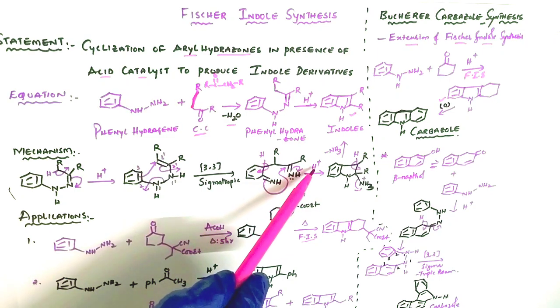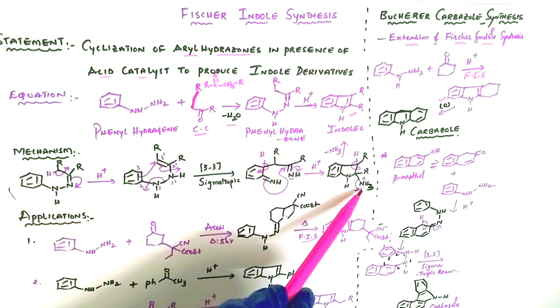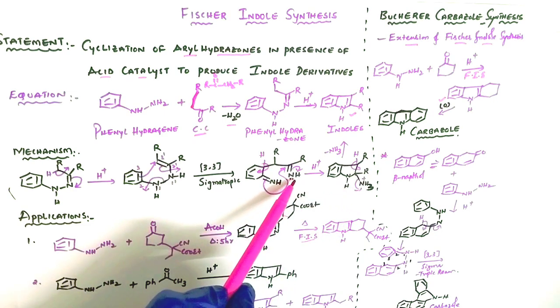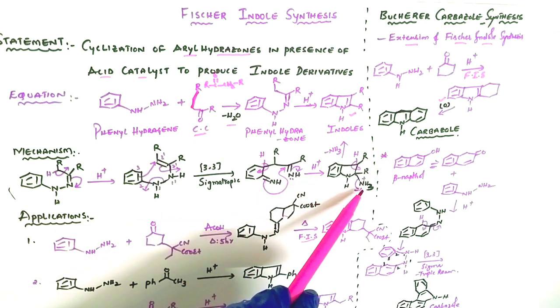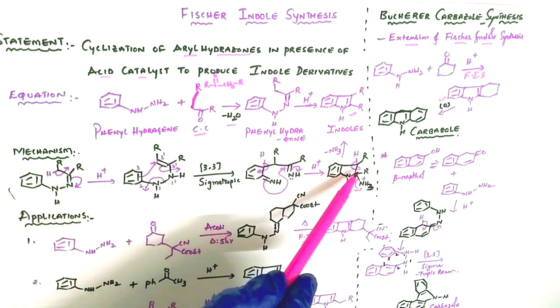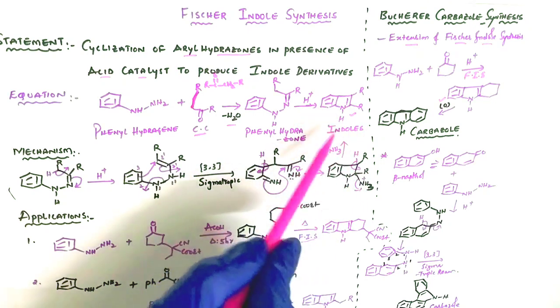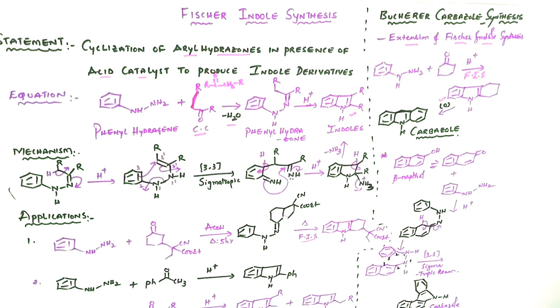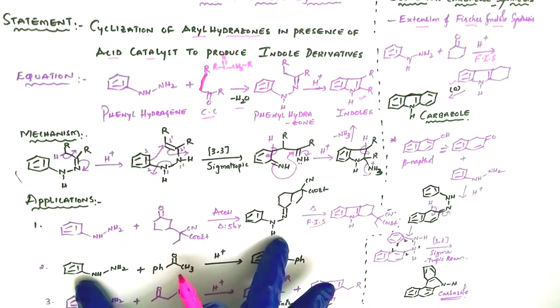We are giving one more H plus now. NH2 and H plus produces NH3 plus. Okay, NH2 plus H plus gives NH3 plus. The elimination of NH3 and H plus generates the indole substance. So in this way we can produce the indole derivatives.